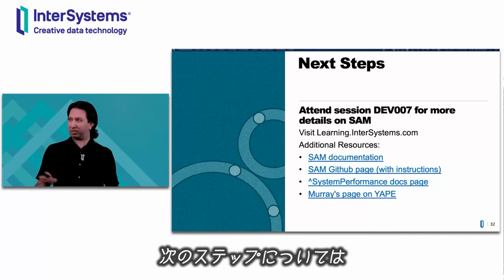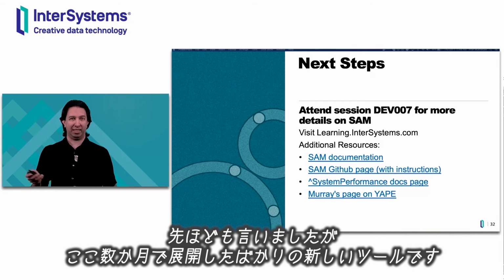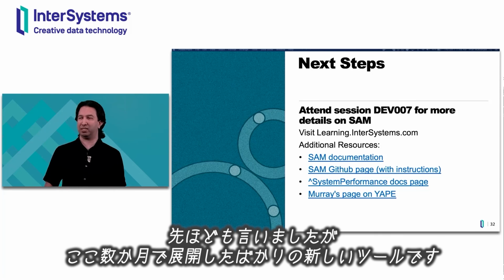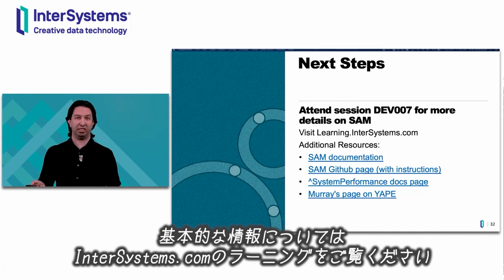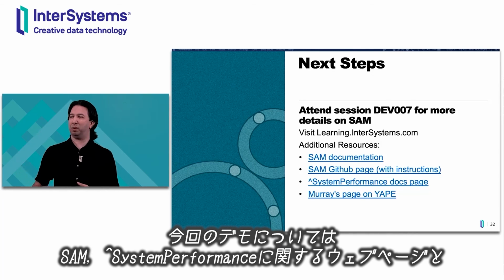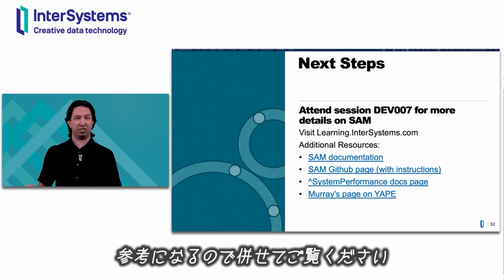For next steps, the session DEV 007 has more details on SAM. As I said earlier, it's a new tool that we're just rolling out in the last few months. So if you want more details, you can look at that talk. You can always look at learning.intersystems.com for more information on essentially any of these things. And here are a few additional web pages on SAM, system performance, and Murray Oldfield's doc page on Yape, which a lot of this demo comes from. So that's all still relevant, and you can look at that as well.